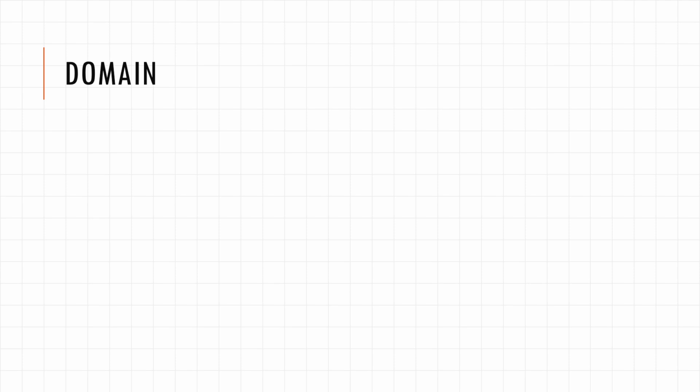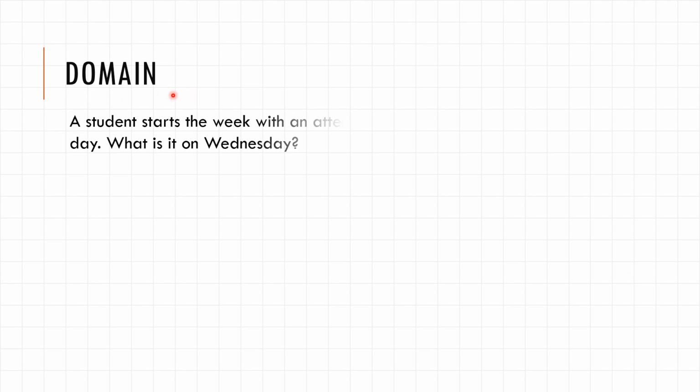All functions have something called a domain, and we're going to take a look at that now. I'm going to ask you a question. Let's say a student is starting the week of school with an attention span at 100%. They're fully rested, they're ready to go. But every day that goes by, their attention span goes down a little bit further, by about 10% per day. What do you think it's going to be on Wednesday? Pause the video here and see if you can come up with some answer.